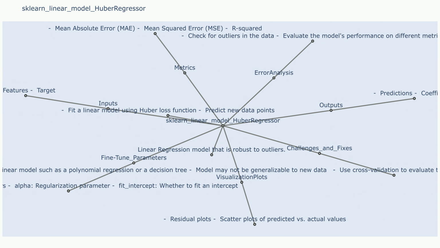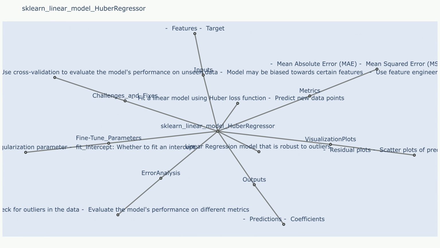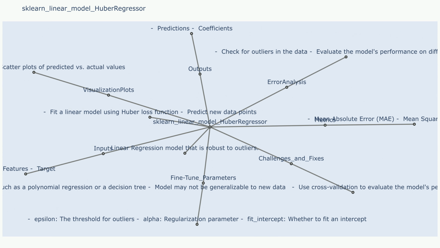Challenge 2. The Huber regressor can be computationally expensive to fit, especially for large datasets. Sample use case that resulted in challenge 2. If the dataset is very large, it may take a long time to fit the model. Fixes to challenge 2. The Huber regressor can be used with stochastic gradient descent (SGD) to speed up the training process.